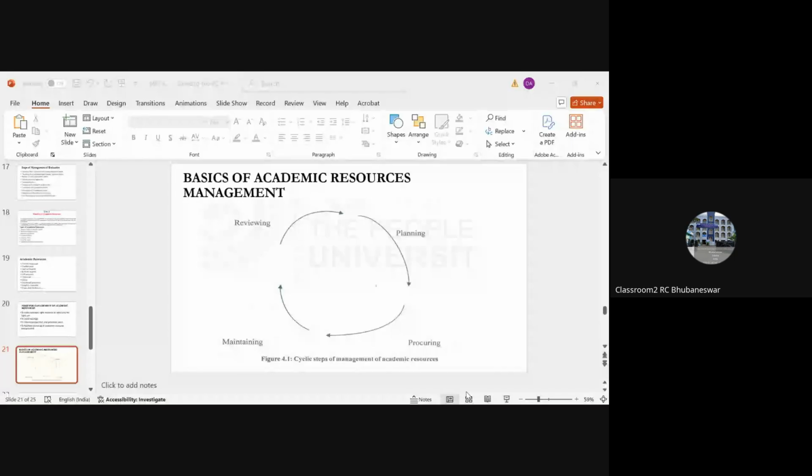Under basics of academic resource management, there are 4 terms we have used. One is planning, second is procuring, third is maintaining, fourth is reviewing. The very important 4 steps or basics of academic resource management. The first one is planning, second is procuring, third is maintaining, fourth is reviewing. Let us discuss one by one.